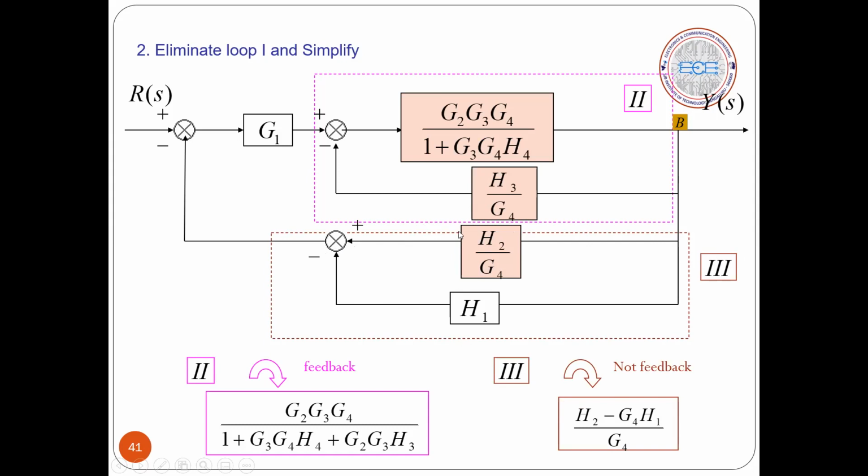So they are parallel paths. Since the signs are different, I am computing the difference. So the difference you have to compute, whereas this is a standard negative feedback loop, and that you have to simplify.